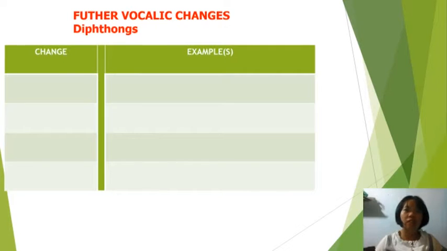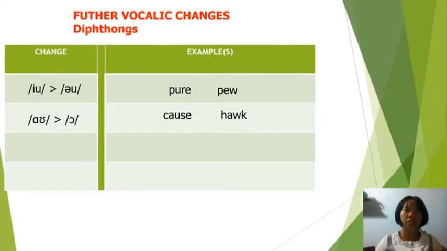The first one, the diphthong changed. Examples would be words such as pure became purer or pure became pure. The second change is that the diphthong changed, and typical examples are words such as counter became cars or hawk became hawk.